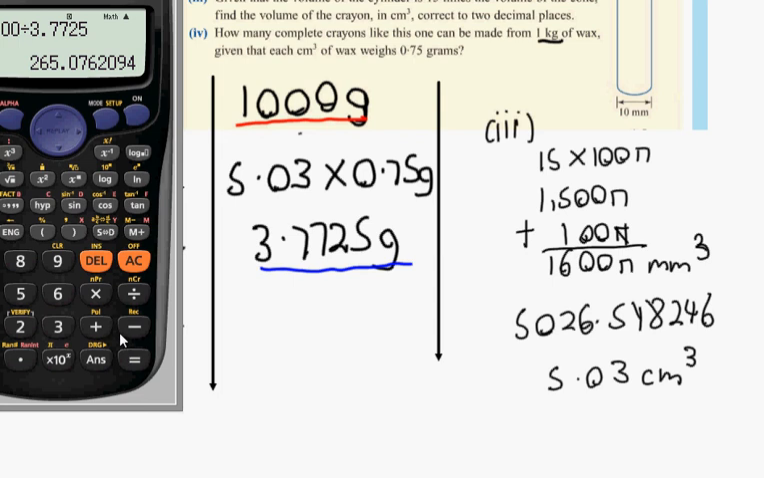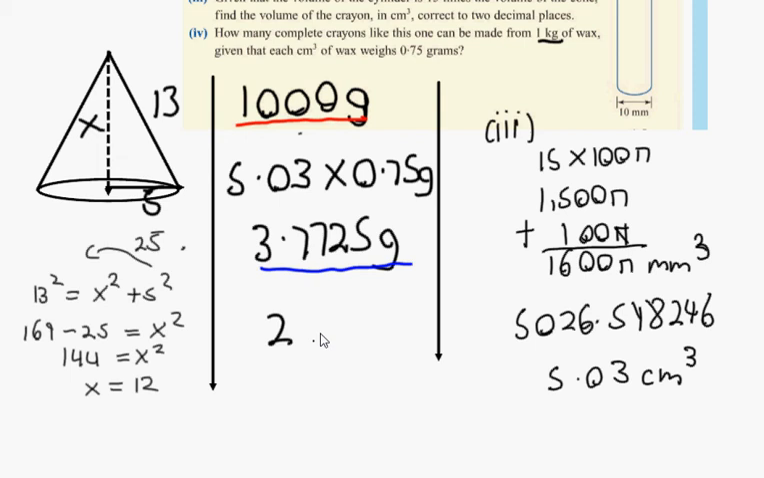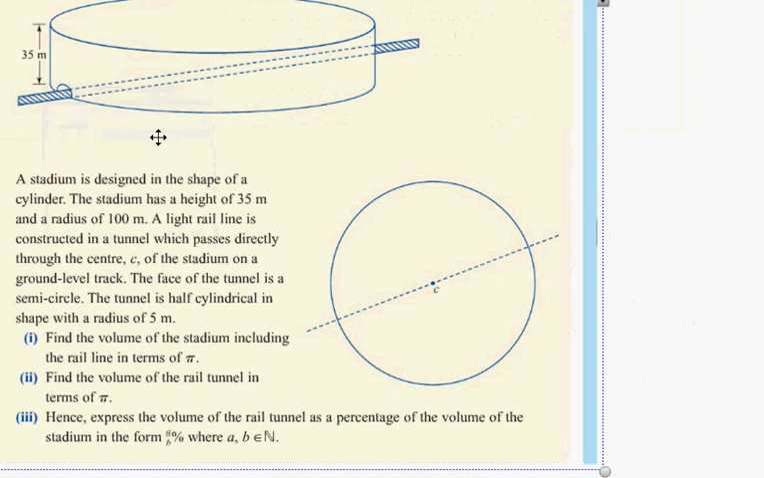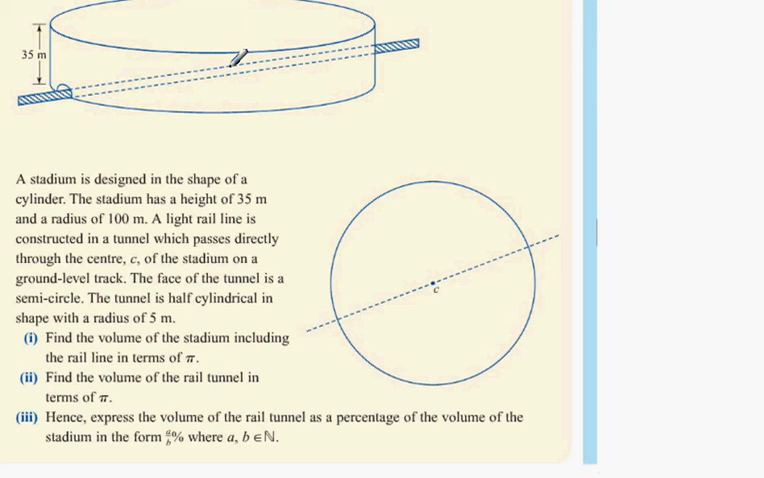Basically, a stadium is designed in the shape of a cylinder. The cylinder has a height of 35 meters. The radius of the stadium is 100 meters. Okay. Radius of the stadium is 100 meters. A light rail is constructed in a tunnel which passes directly through the centre. So you can see that there's half a cylinder of a tunnel being cut straight through the stadium. Okay.